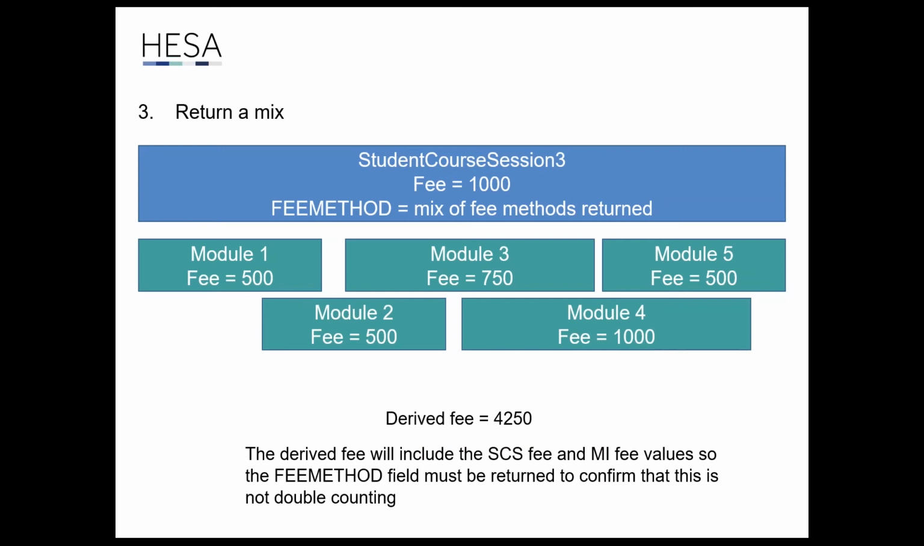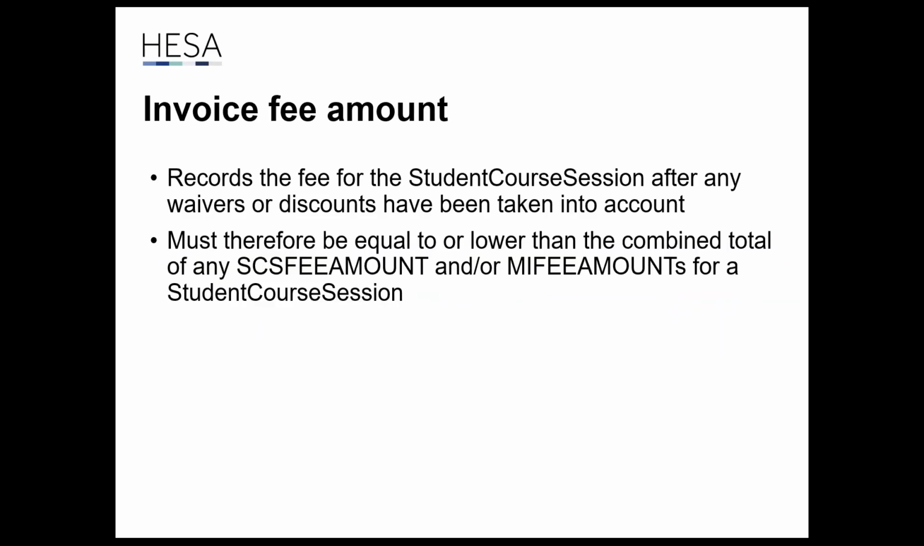But we also want to know what is the fee that they were charged after those discounts or waivers were taken into account, and that's where the invoice fee amount comes into play. So this, we have 1 fee recorded for each student course session to say what was the fee for that student course session after those waivers or discounts have been taken into account. And because of that, we therefore expect the invoice fee amount to be less than or equal to the combined total of all of those student course session and module fee amounts I've spoken about previously.